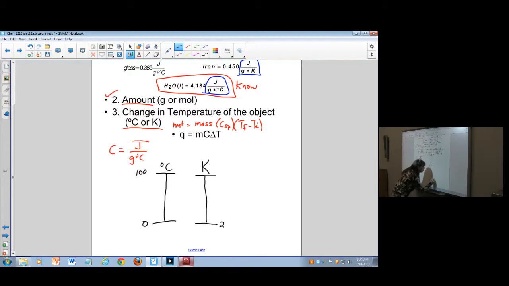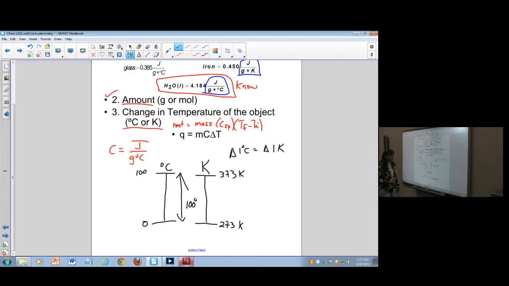Oh, here's what I want, 273 and 373. Okay, the freezing point is at 273 Kelvin. 373 K is the boiling point. Notice that on either scale, the difference is 100 degrees. So a change of 1 degree Celsius is also a change of 1 Kelvin. They're on the same scale.